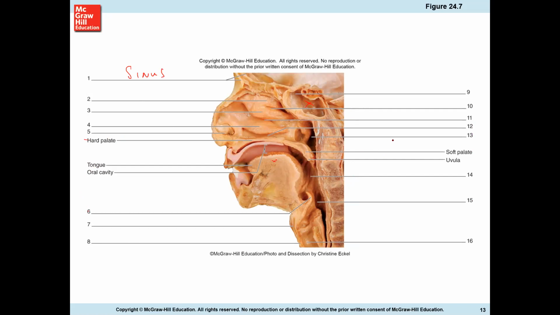So you're looking at the pharynx, right? The nasopharynx, the oropharynx, and the laryngopharynx. Number 6 is the epiglottis. Number 7 is most likely going to be the thyroid cartilage right here. And here's your glottis. And this number 8 would be your cricoid cartilage. Number 16 would be the trachea.